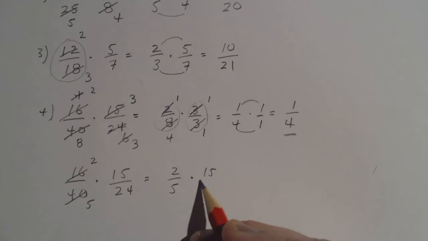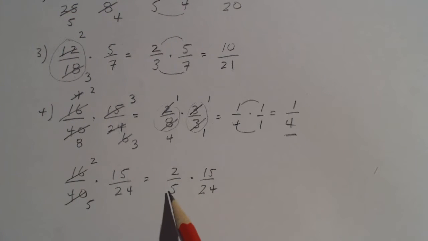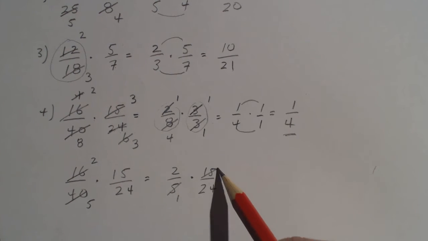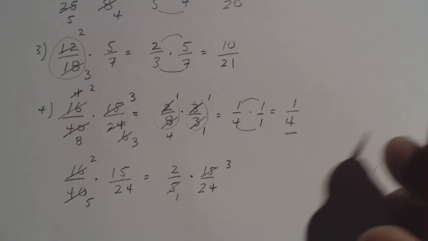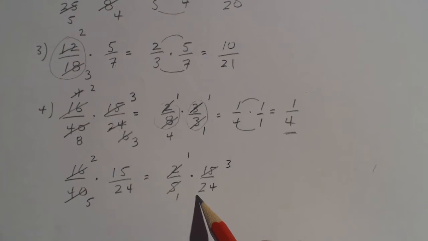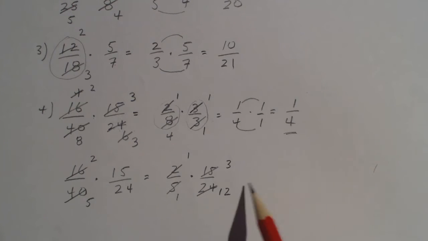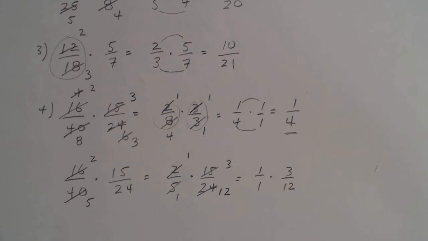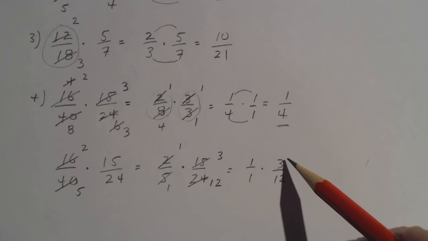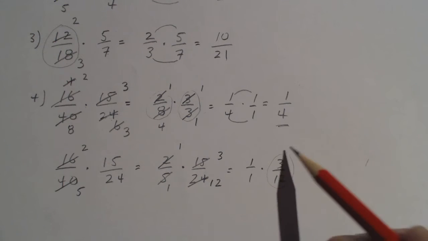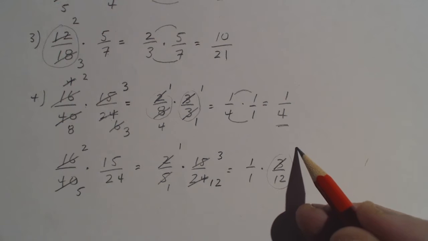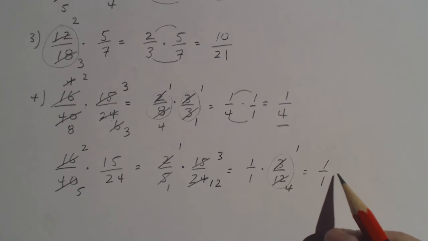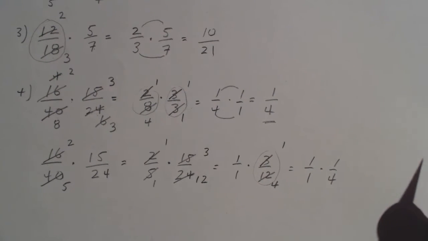times 15 over 24. Now I can cross cancel. I can go 5 into itself once, into 15 3 times, 2 into itself once, into 24 12 times. Now I'm left with 1 over 1 times 3 over 12. As you can see, I can simplify this fraction here, 3 over 12, by dividing 3 into itself once and into 12 4 times. So I'm now left with 1 over 1 times 1 over 4.